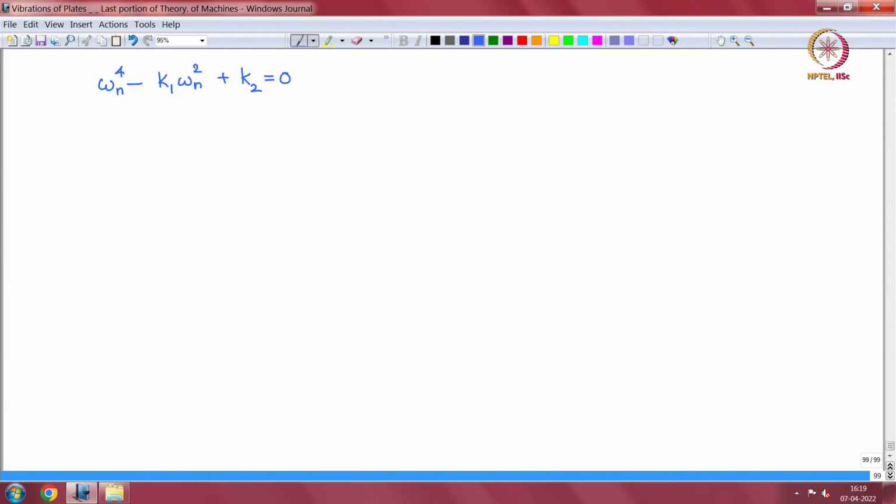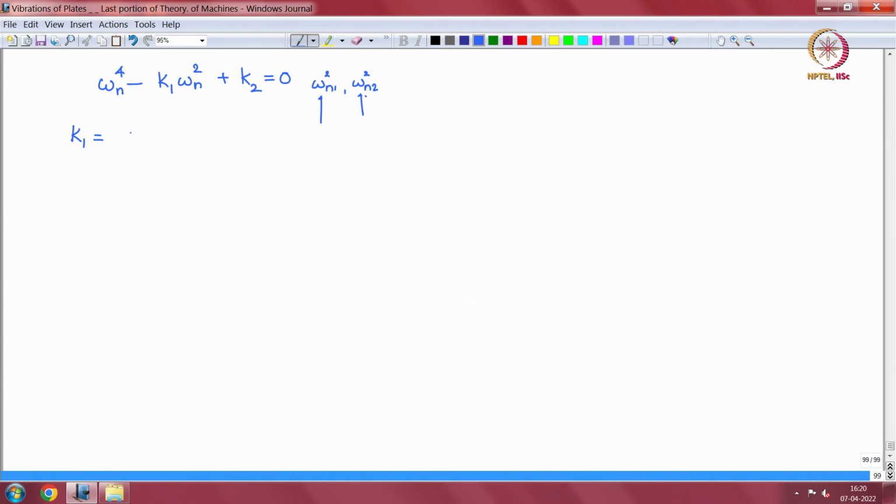So fourth order, and so you get omega n1 square, and then you get omega n2 square. So you get two sets of natural frequencies. Okay, you get two sets of natural frequencies. So what is k1 here?